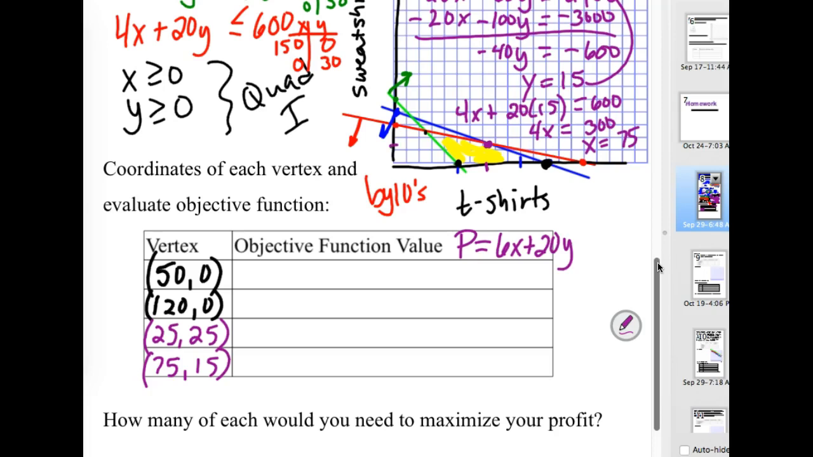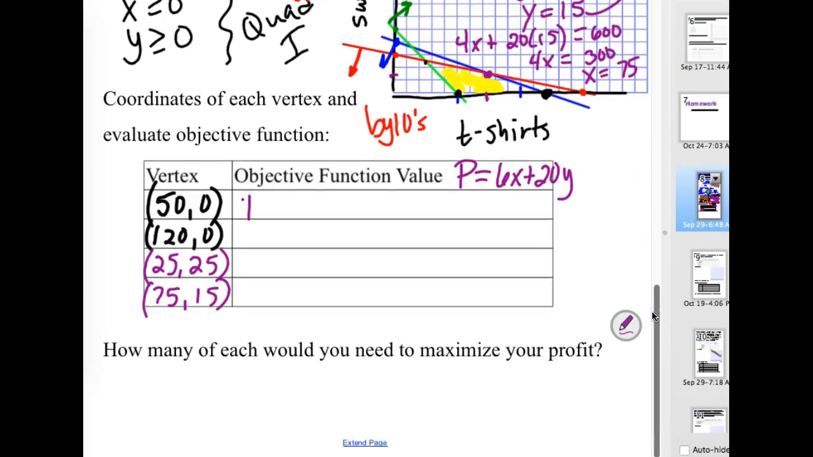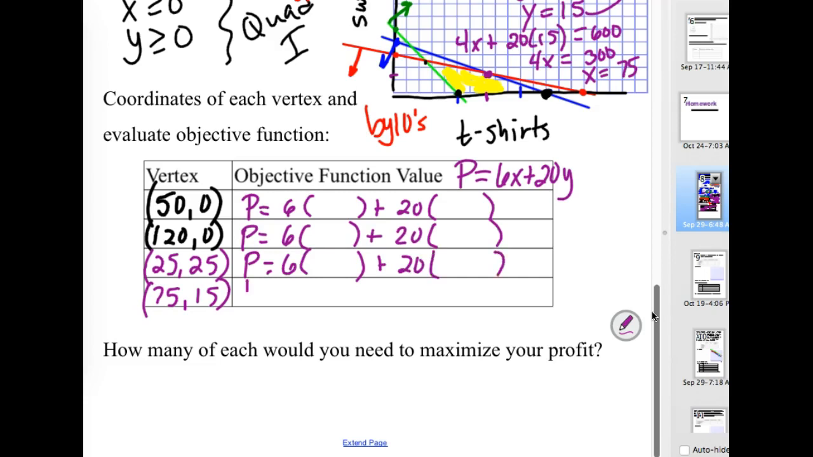Okay. So now, what do we do once we have all of these vertices? What's that last step? Yes, evaluate the objective function. So we're going to plug them in. So P equals, we said our profit on every t-shirt was 6 and every sweatshirt was 20. Right? So we're basically just going to plug our xy's into that expression. So go ahead and use your calculators if you want. Let's get totals for all 4 of these.